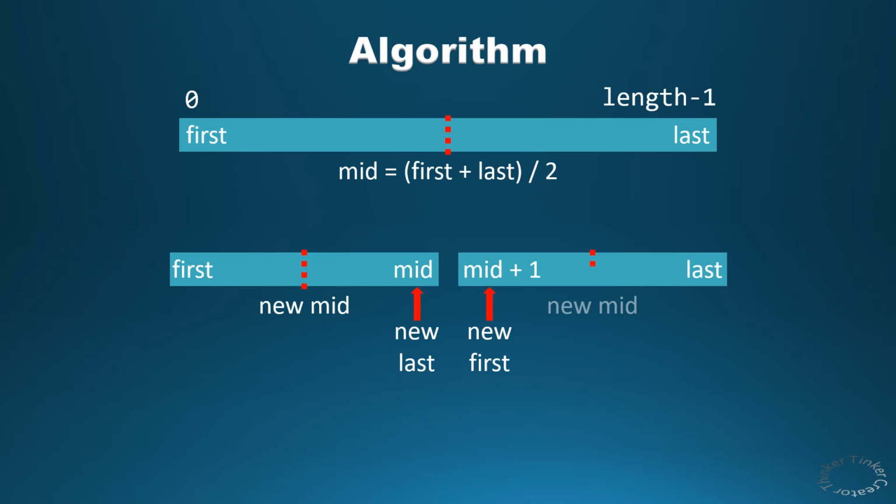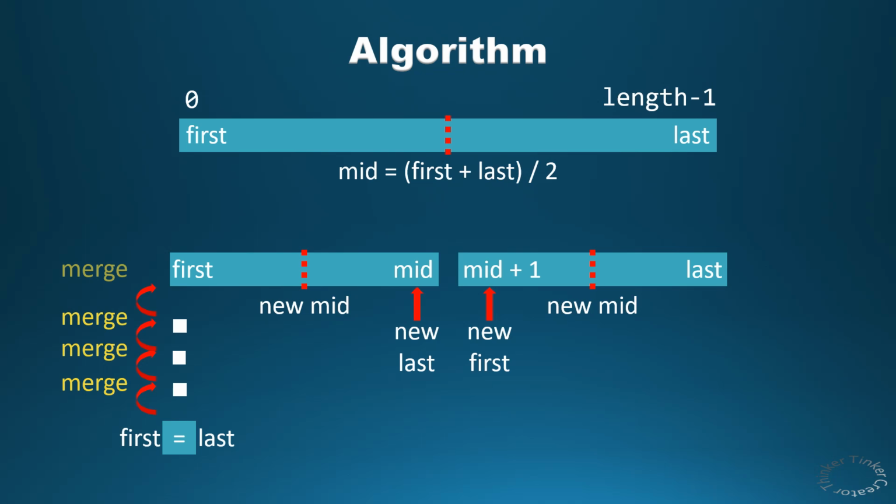Then we can use recursion to calculate the middle of each half and divide them further. Repeat the process and eventually, the first and last indices will meet. Then we stop the recursion and retrace our steps. Each time we return from the recursion, we merge the two halves. And we end with a single list of sorted items.